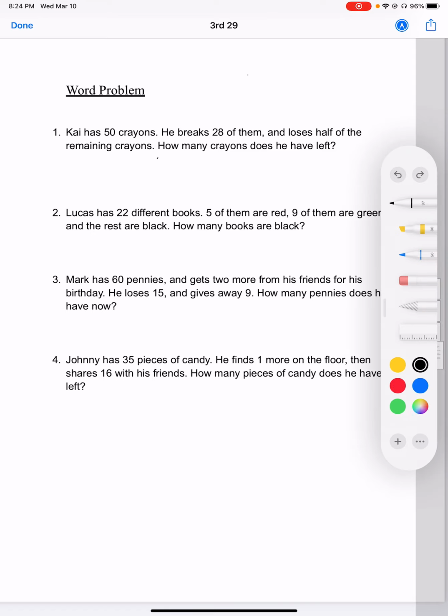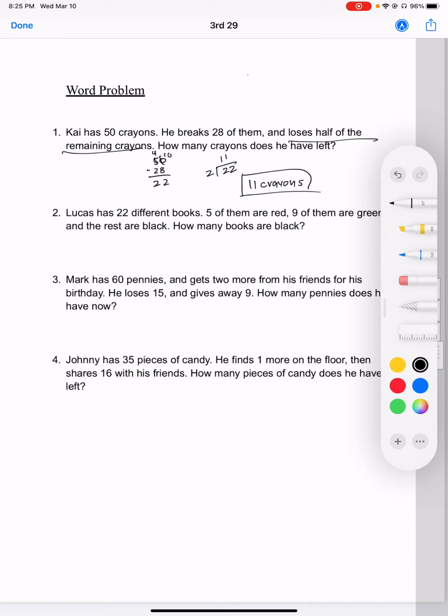So he originally has 50 crayons and he breaks 28 of them. So 50 minus 28. The 0 turns into a 10 by bringing over a 1 from the 5. The 5 becomes a 4. 10 minus 8 is 2. 4 minus 2 is also 2. So he has 22, but that's not the answer because he also loses half of the remaining crayons, which means he loses 22 divided by 2. 22 divided by 2 is 11, which means he has 11 crayons left.